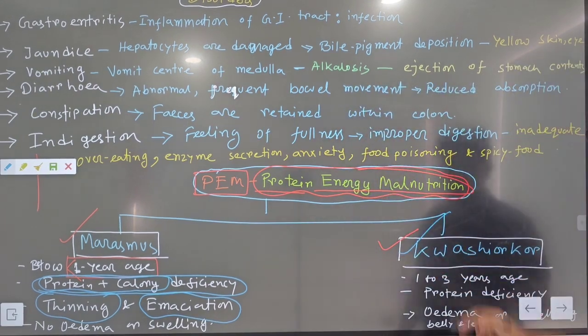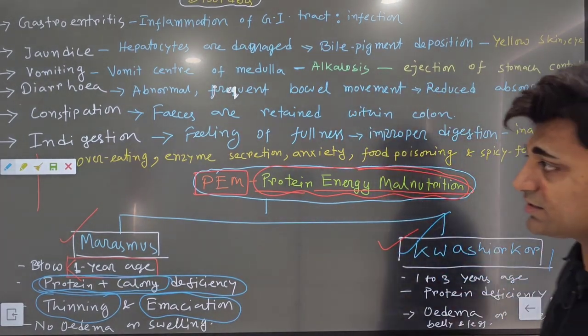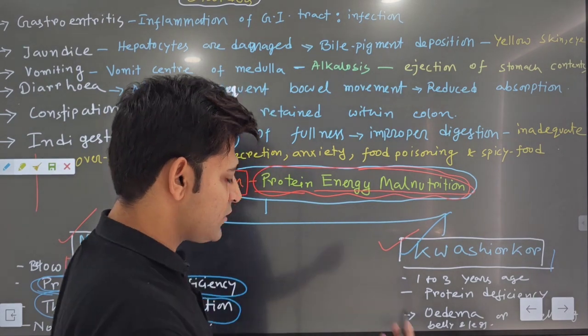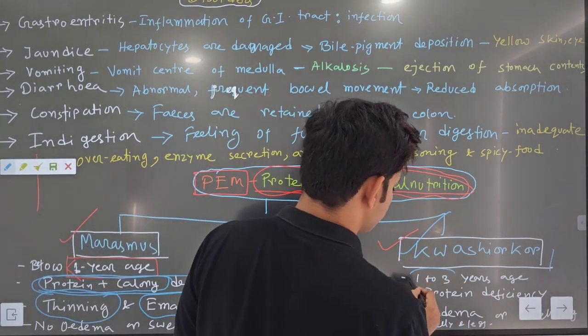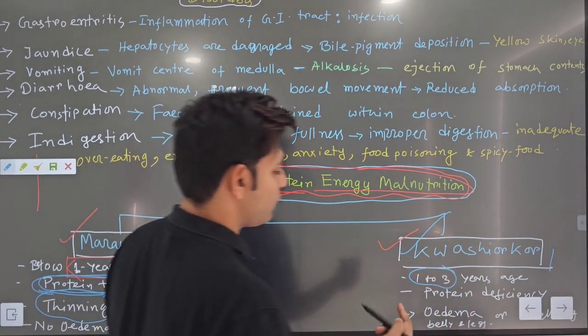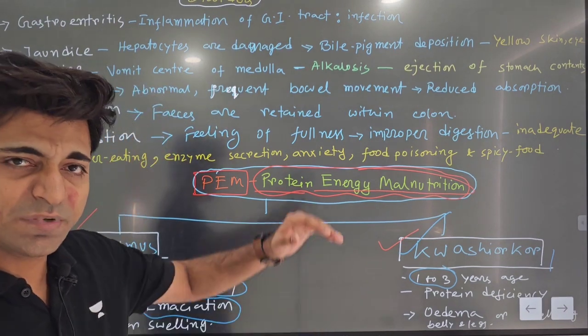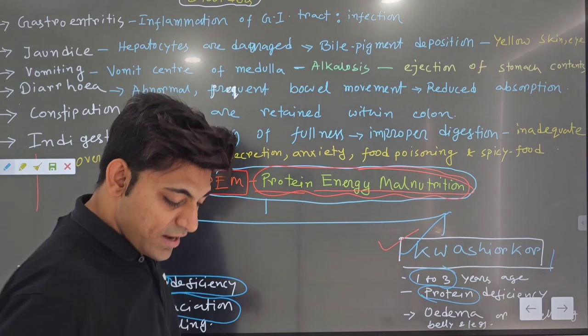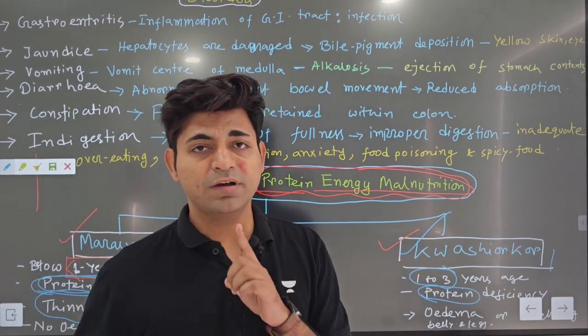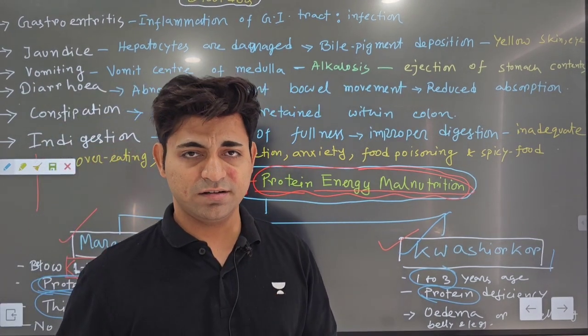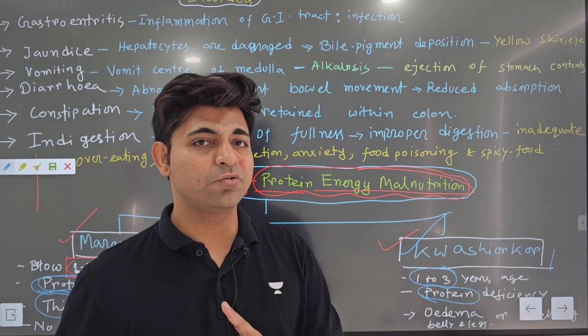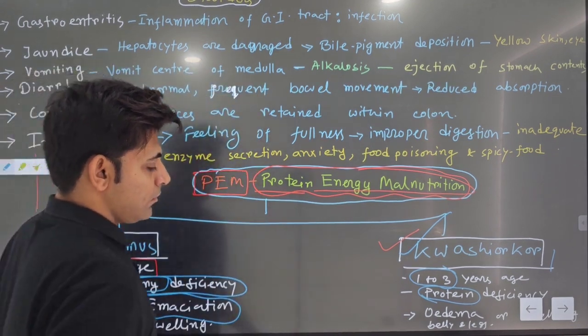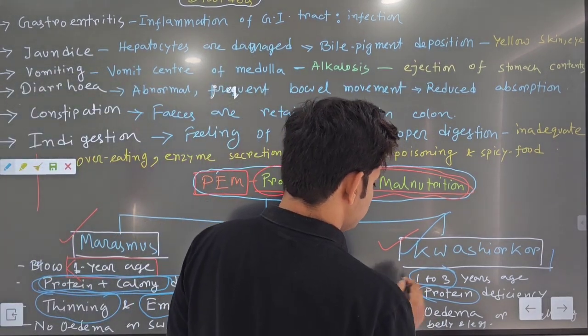But in case of kwashiorkor, there is a disease, kwashiorkor. Now kwashiorkor will take place in children who are between 1 to 3 years old, a little bit grown up. Here it's only protein deficiency. That child is getting enough carbohydrate, a carb-rich diet, but no mother's milk. So in that case, what will happen?